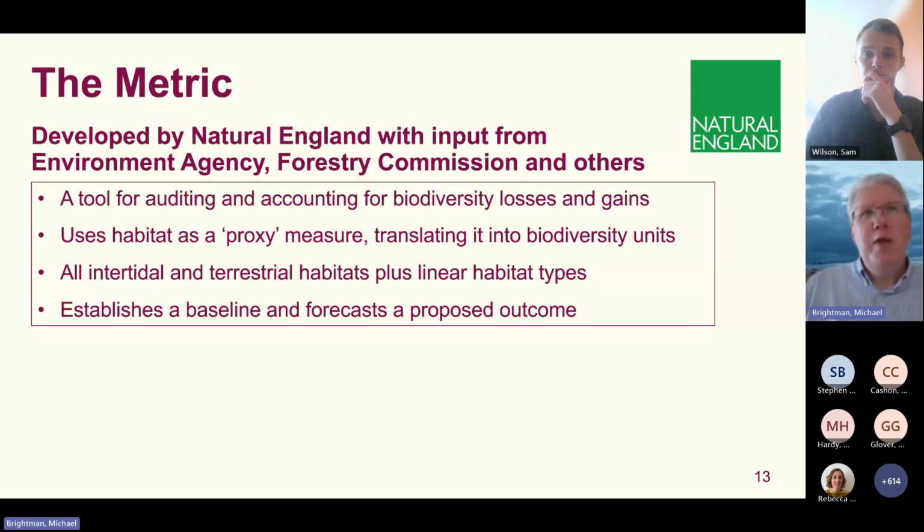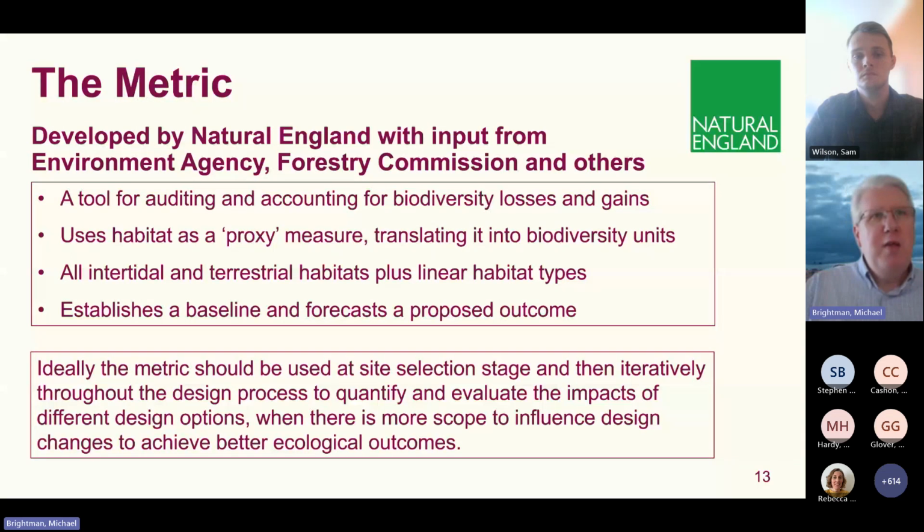It's a tool for auditing and accounting for biodiversity losses and gains, where it uses habitat as a proxy measure, which it then translates into biodiversity units. All intertidal and terrestrial habitats, plus linear habitats, that's hedgerows, rivers and streams as examples, are included. And as we've said, a developer or a landowner establishes a baseline biodiversity unit of a piece of land and then forecasts a proposed outcome.